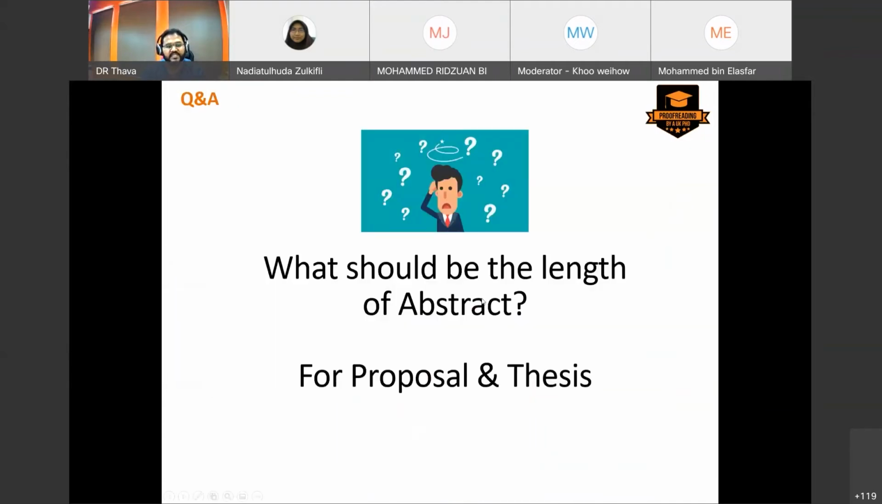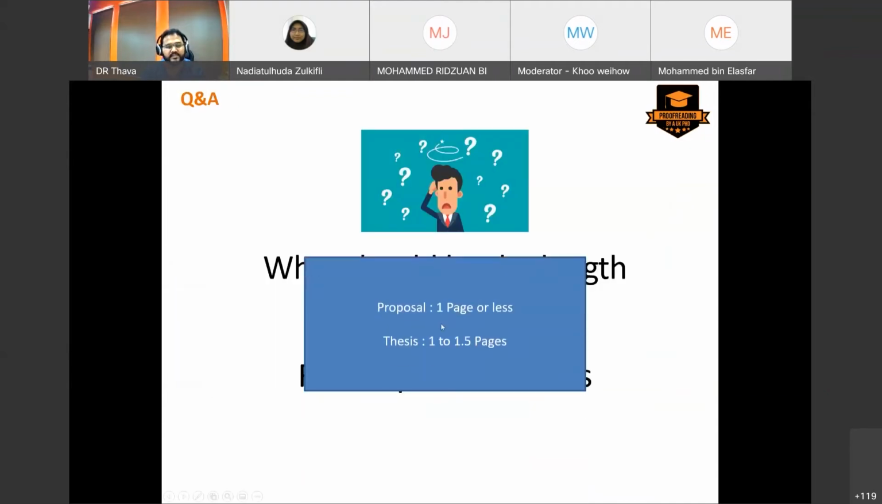What should be the length of the abstract for a proposal and a thesis? Let me answer you. For a proposal, the abstract must usually be 1 page or less. For a thesis, it must be 1 to 1.5 pages. These are the nominal lengths, the optimum length.